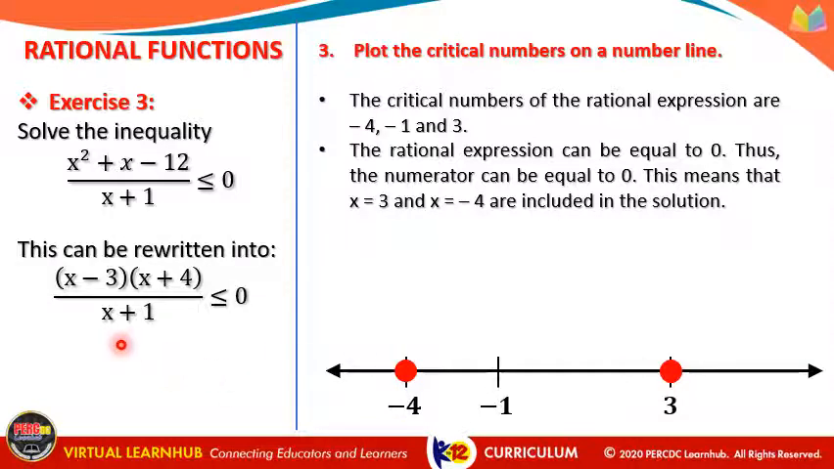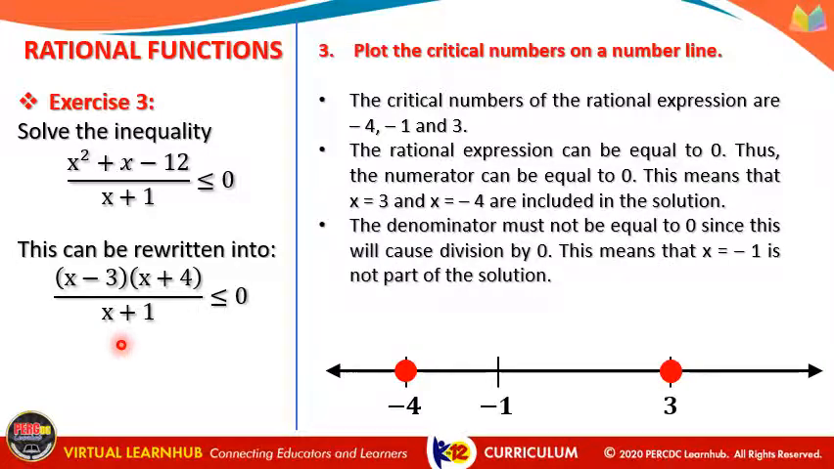Again, we do not want division by 0. Kailan ba magiging 0 yung denominator? Magiging 0 yung denominator if x is negative 1. This means that x is negative 1 must not be part of the solution. Since hindi kasama yung x is negative 1, let us put here a hollow circle. And there you have it. This is our initial number line.